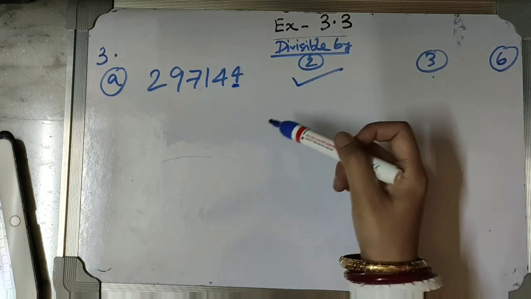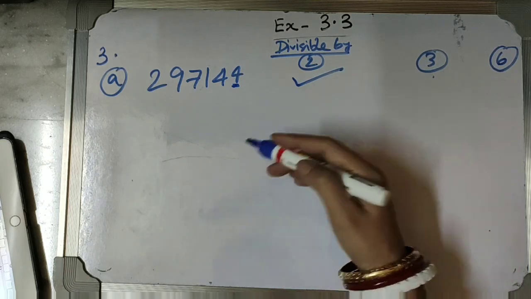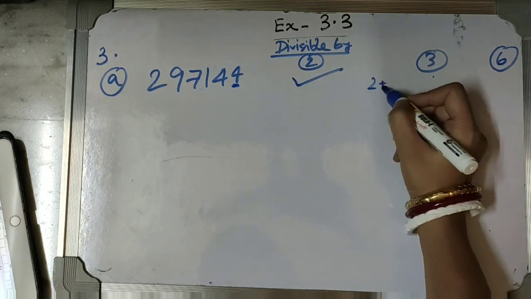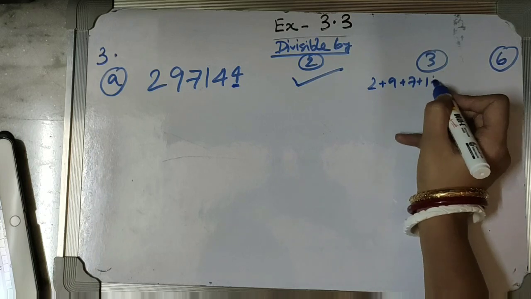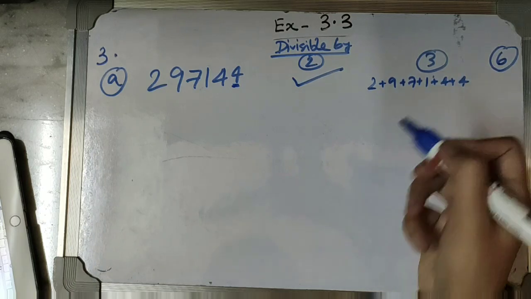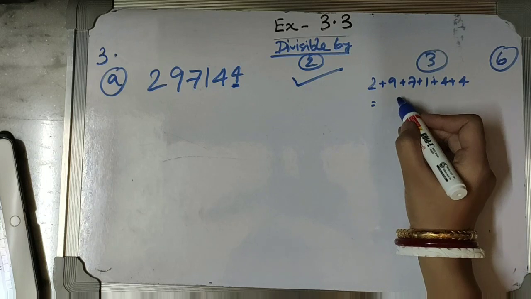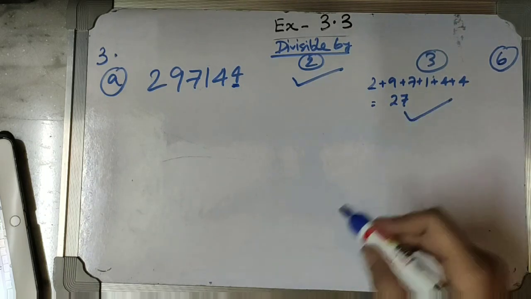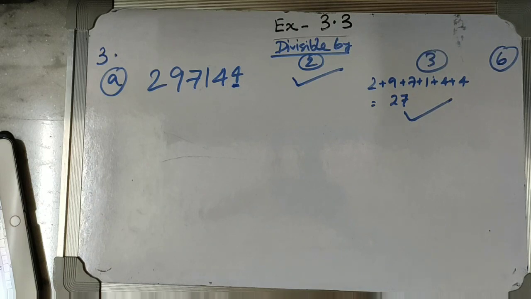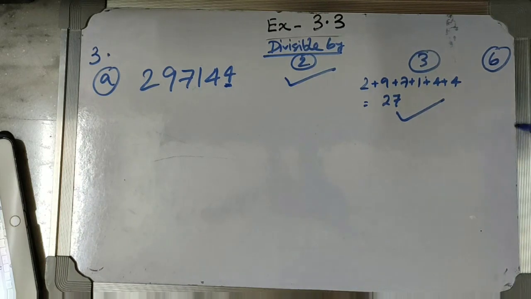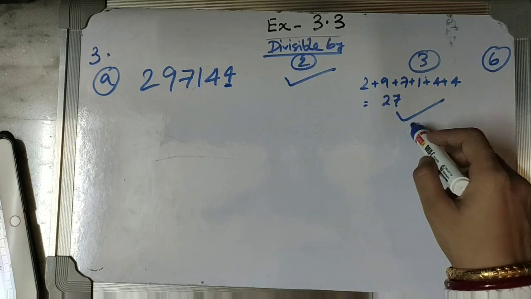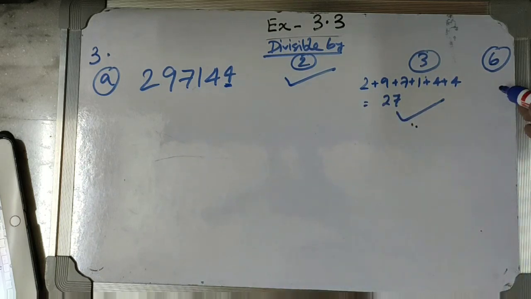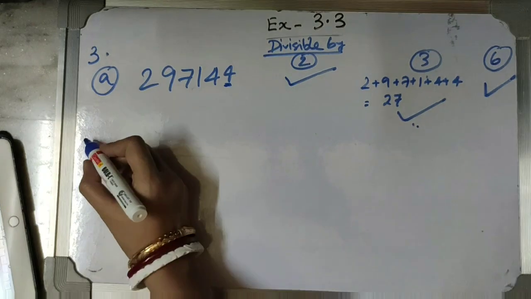So this number is divisible by 2. Now let's check the divisibility by 3. We are adding these digits: 27. So this number is also divisible by 3 because 27 is there in 3's table. Since 2 and 3 both divide this number, this number will also be divisible by 6. Okay, now let's proceed.